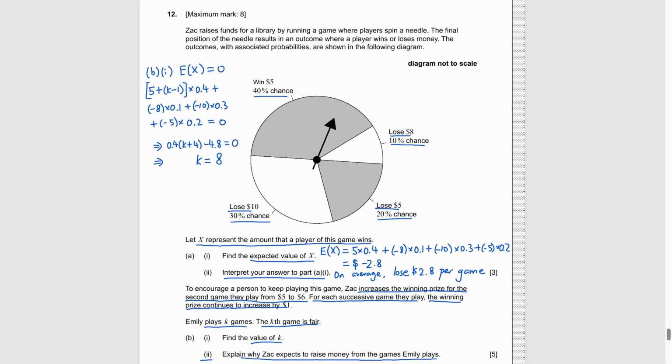Finally, why does the game holder still expect to raise money from the games Emily plays? Because when K is smaller than 8, the expected value for Emily is negative. That means the game holder is at an advantage.